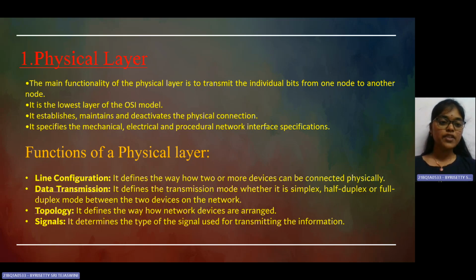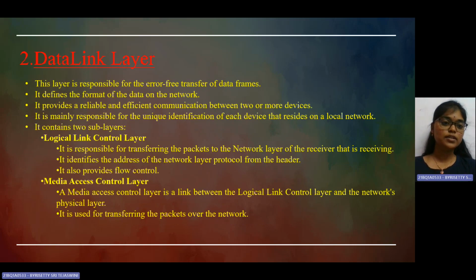Topology defines the way how network devices are arranged, like star topology, ring topology, bus topology, etc. Signals. It determines the type of signal used for transmitting the information. So this is about the physical layer. Now let us go to the data link layer.